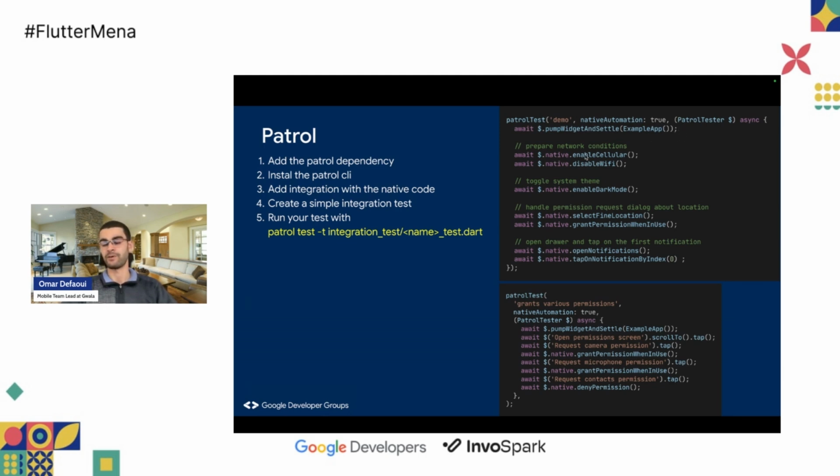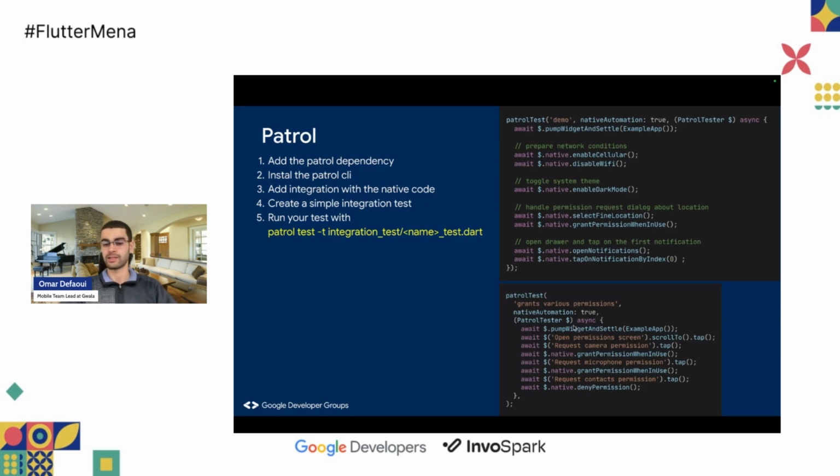Then we have access to the native tooling, so we can enable Wi-Fi, we can enable 4G, we can toggle dark mode, and we can interact with the location, so with the permissions. So this one is asking to access the location. And also we can access the native notifications. For example, we can trigger sending a notification, and then verify that we received the notification with the exact value that we want.